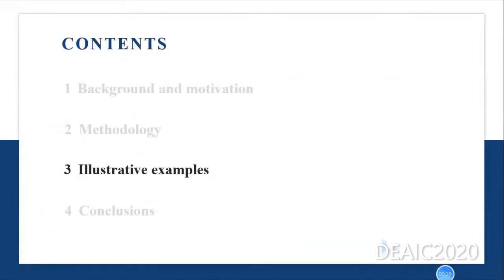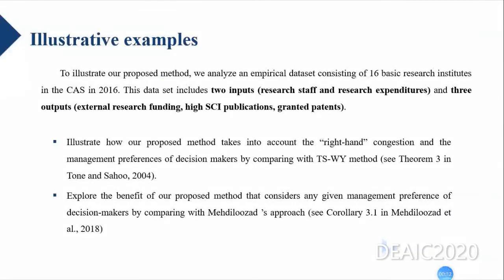Then, in the part of illustrated examples, we analyze an empirical dataset consisting of 6 basic research institutes in the CAS in 2016. This dataset includes 2 inputs, research staff and research expenditures, and 3 outputs, external research funding, high SCI publications, and graded patents. Our empirical analysis aims to achieve these 2 objectives.